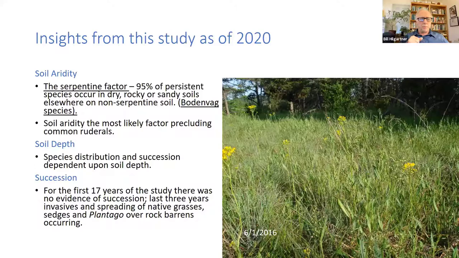Soil depth, again: species distribution and succession is dependent upon the soil depth. And succession, for the first 17 years of study, there was almost no evidence of it. I remember, as I said, coming back and not seeing it. But then in the last 3 years, we've seen a number of changes, invasives, and spreading of native grasses as well as Plantago.